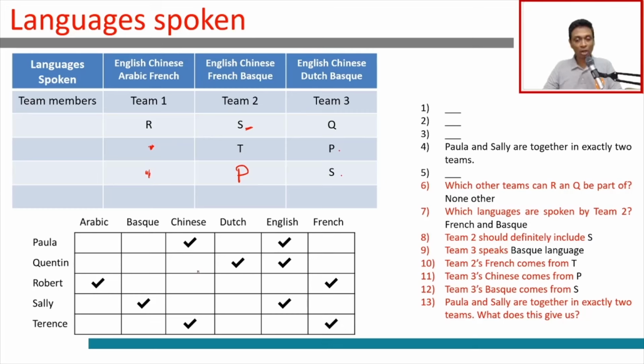Brilliant. Now we've got team 2 and 3 completely done. There's nobody here. Let's focus all our attention on team 1. Team 1, Robert brings Arabic and French. So we need to have English and Chinese coming in. And so English cannot come from Q because Q is not there. Q can be only in team 3. English cannot come from Sally because Sally will bring with her Basque also. Therefore, English has to come from Paula.